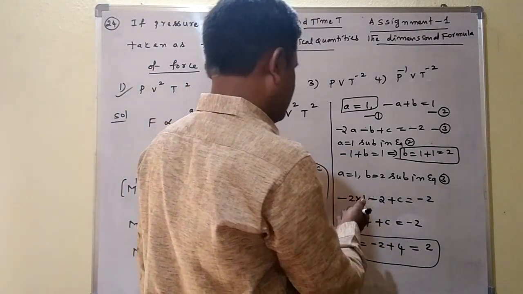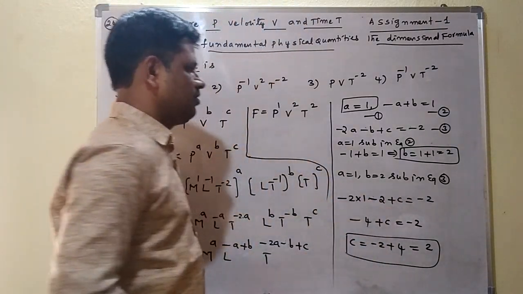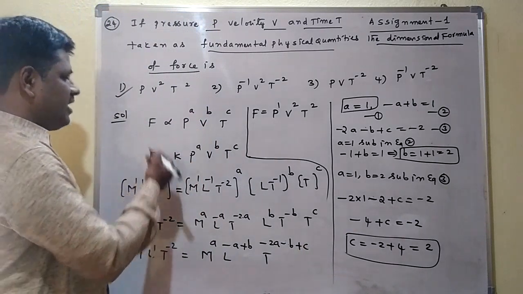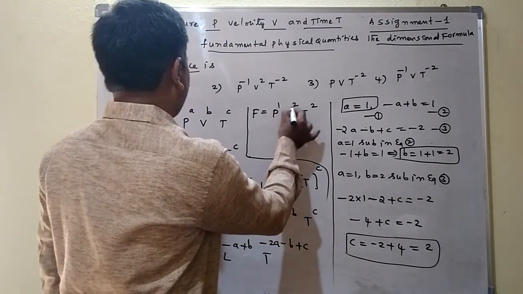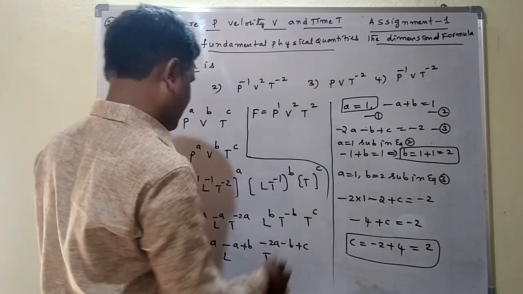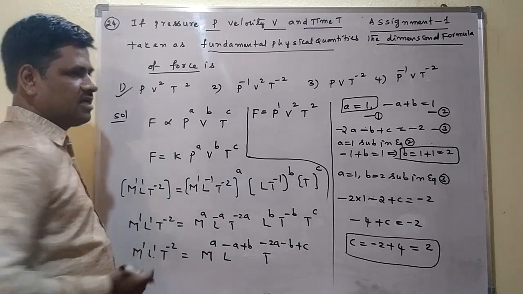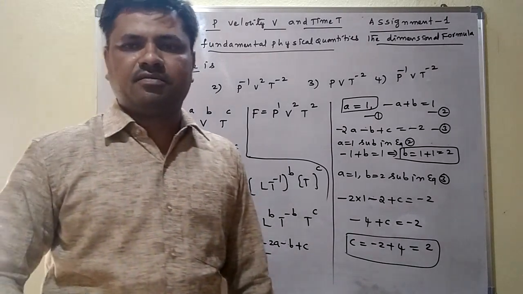See there, minus 4 plus c is equal to minus 2, c equal to 2 we are getting, b is equal to 2, a is equal to 1. Here we are getting p power of 1, v square, t power of 2. t power of 2, c value also 2 is there. So which option is correct here? First option is correct here.